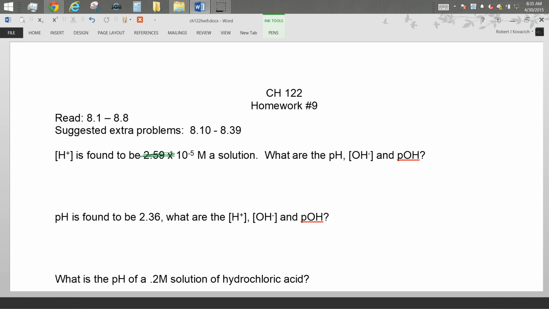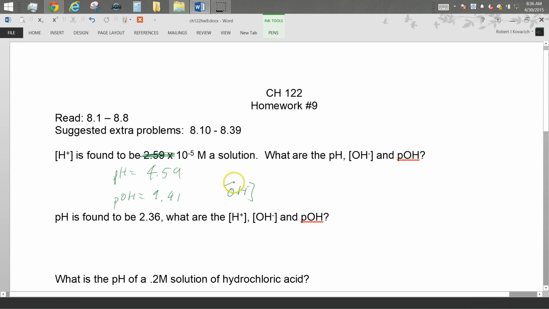If you actually do the math, did somebody get a number for me? 4.59. Great. So if my pH is 4.59, what's my pOH? And then that makes my hydroxide ion concentration 10 to the negative 9.41. If you want to put it in a whole number exponent, that's fine. It'd be something times 10 to the negative 10th. But those numbers are identical to each other.